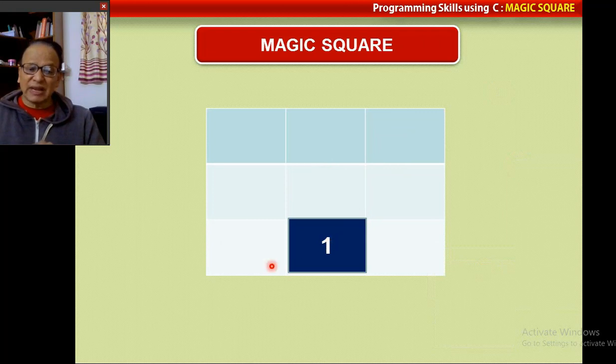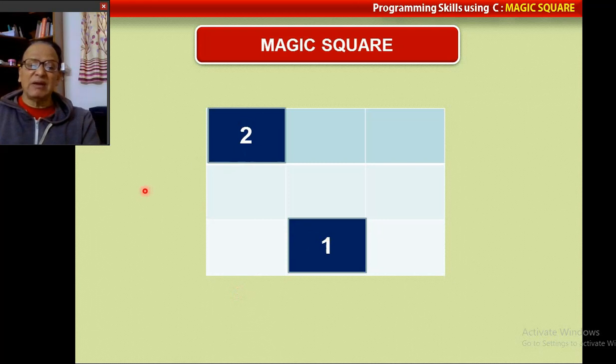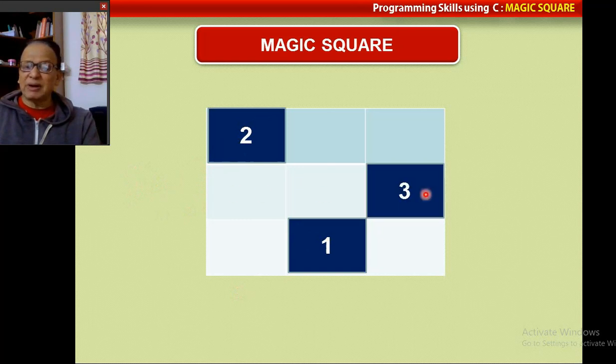Now 1 is there, so the second will have to come here, but it is outside the square. Therefore in that case you will take it to the top of the same column. You have come to the first column, so you put it right on top in the first column. That is what you're going to do, and as you see, 2. Now 3 will come diagonally to the left, outside this magic square. There is no space here. Therefore you will take it to the same row and put it at the last column, the nth column.